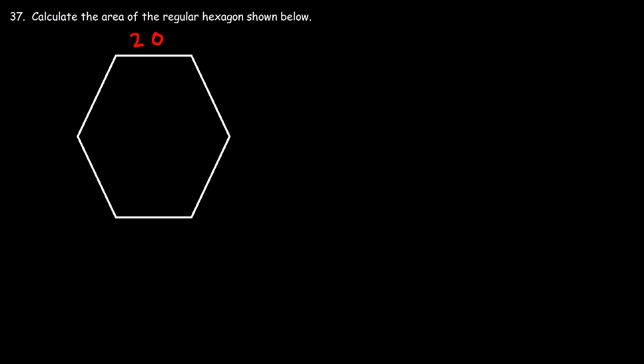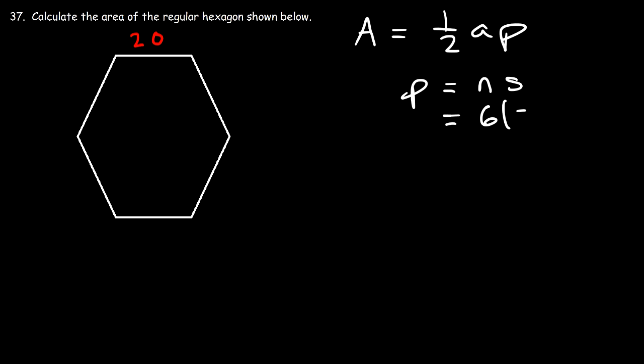37. Calculate the area of the regular hexagon shown below. The area of a regular polygon is 1/2 the apothem times the perimeter. Now, if it's a regular hexagon, that means all sides are the same. So each side is 20. So the perimeter is going to be n times the length of each side. So the 6 sides, and each with a side length of 20. So the perimeter is 6 times 20, or 120.